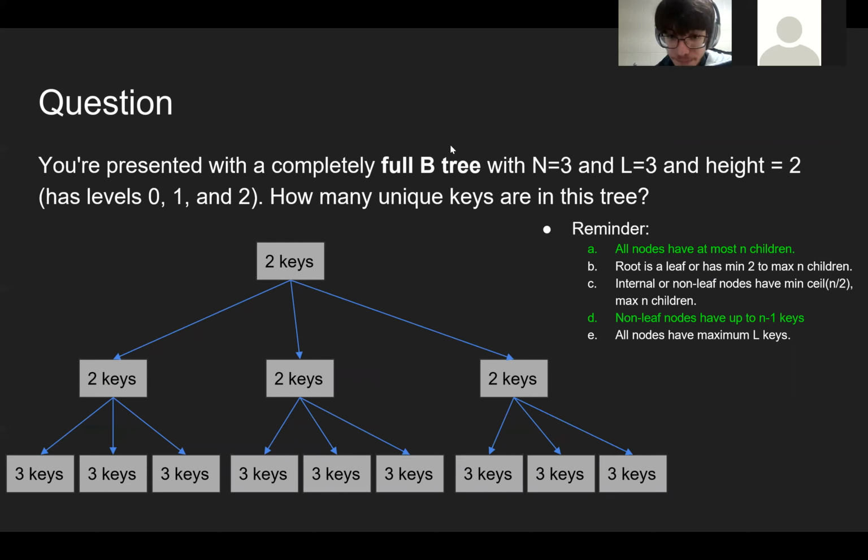I was thinking that the internal nodes have one less key than the leaves, but those numbers are independent. Yeah, they're independent. Gotcha.